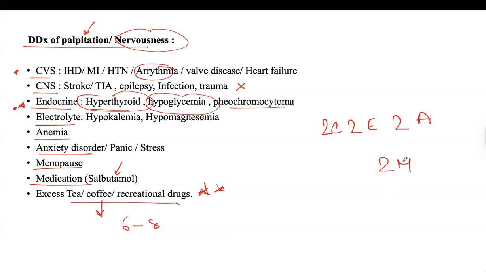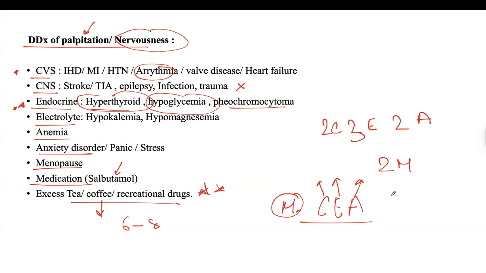Now, if you remember, or even you can write, if we think about excess tea or coffee, then you can even put it 2C3A. But it's easy to remember if you know carcinoembryonic antigen, CEA. So I just remember it by Mr. CEA. Okay. So M for medication, menopause, and CEA will involve 2C: CVS, CNS; 3E: endocrine, electrolyte, excess tea, coffee, recreational drugs; 2A: anxiety, anemia.